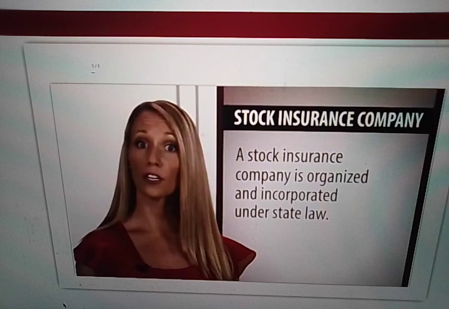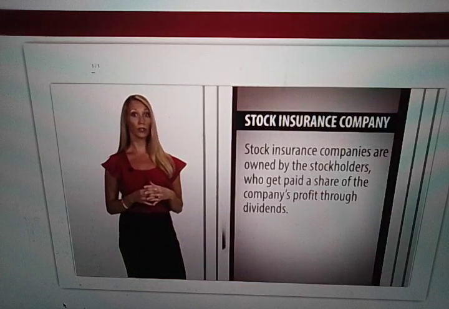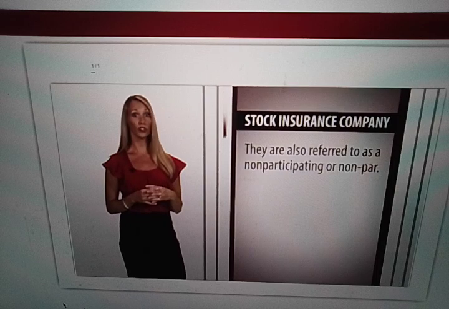Stock companies. A stock insurance company is organized and incorporated under state law. They are owned by the stockholders who get a paid share of the company's profits through dividends. Stock companies are also referred to as non-participating or non-par because policyholders do not participate in being paid dividends.